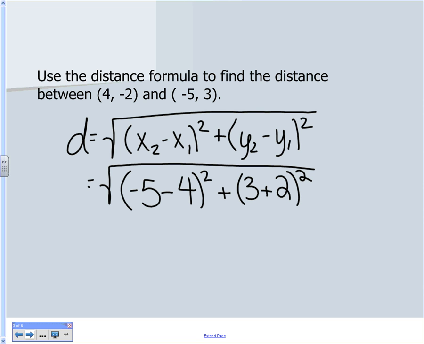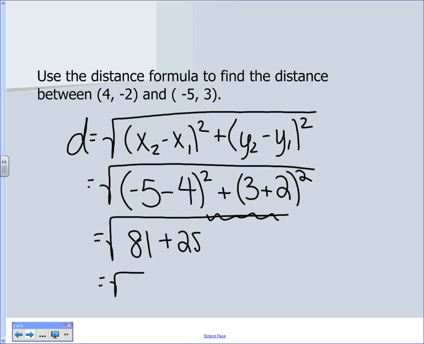Okay, what is -5 minus 4? 81 when you square it. Plus 25. Okay, go left to right, really no need for all that. Will 106 reduce? It is what times what? 2 times 53? Is 53 prime? I think so. Any questions there? If it will reduce, you have to reduce it. Do not make these decimals, leave them as radicals. Any questions so far?